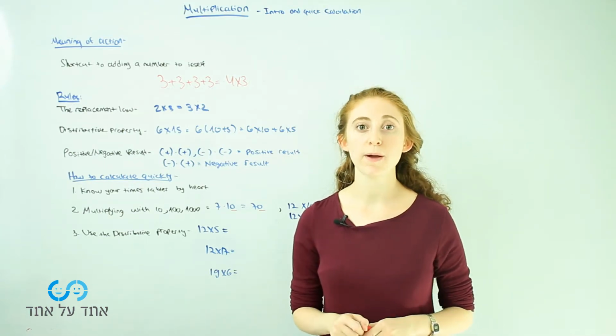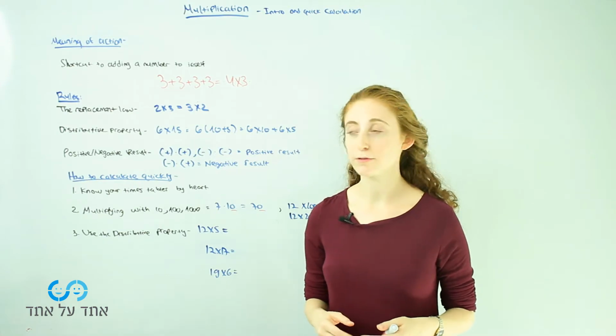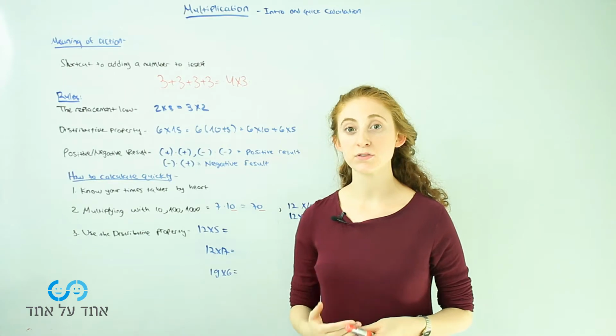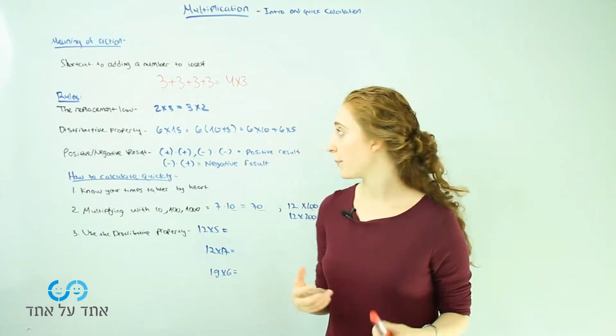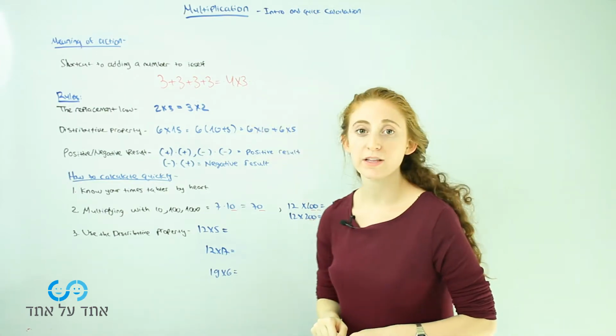So first of all, let's talk about what multiplication is. Multiplication is adding a number to itself. It's a shortcut of this. So let's say I have 3 plus 3 plus 3 plus 3. How many times does 3 appear here? 4 times. So I can say that it's 4 times 3. So that's the meaning of the action.